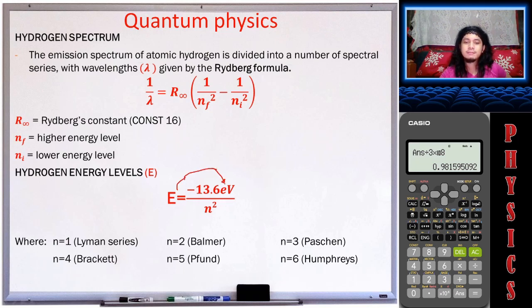Derived na to eh. So, ano yung n? Iba't iba po yung n, depende sa series. n equals 1 for Lyman series, n equals 2 for Balmer, n equals 3 for Paschen, 4 for Brackett, 5 for Pfund, and 6 for Humphreys. Easy, easy. Let's do this.